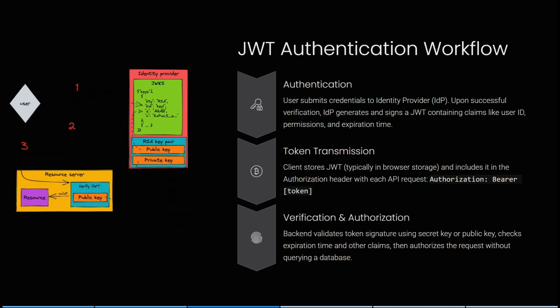It also has token transmission. So your client stores the JWT and includes it in the authentication header with each API request. And it has a backend which validates token signatures using a secret key or public keys. It checks expiration times and other claims, and then authorizes the request without querying a database.